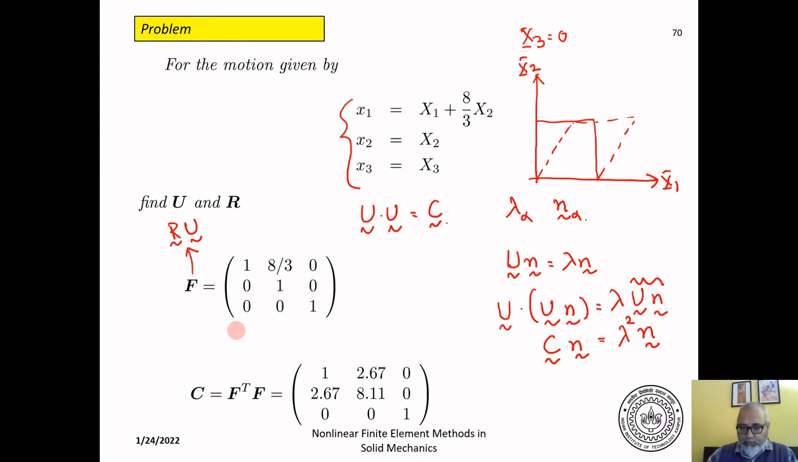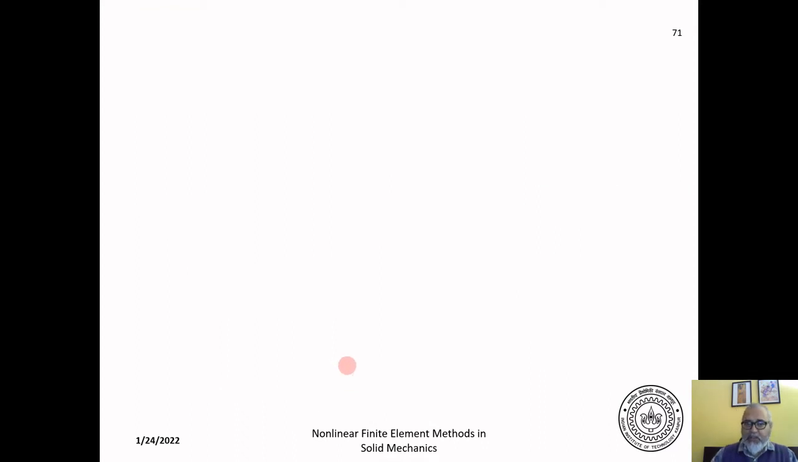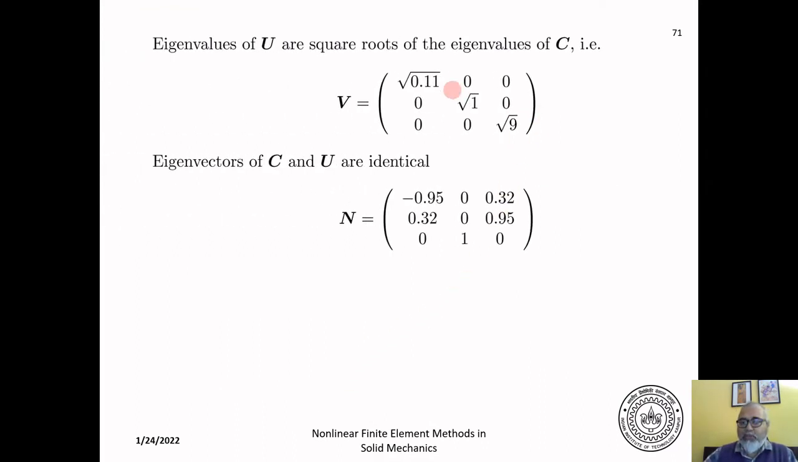So this is what I do. I take C and find its eigenvalues and eigenvectors. The eigenvalues are 0.111 and 9. So these numbers are my lambda squares. These are the eigenvalues of C that I have found, and the square roots of them are the eigenvalues of U. So this matrix contains the eigenvalues of U on the diagonal.